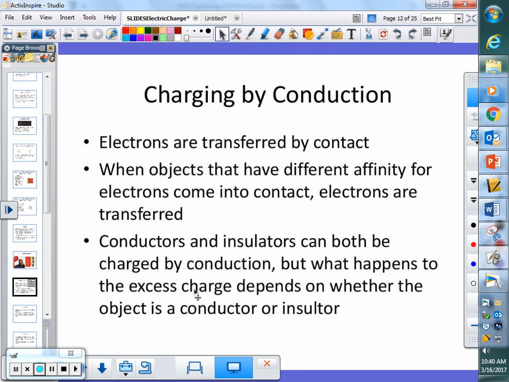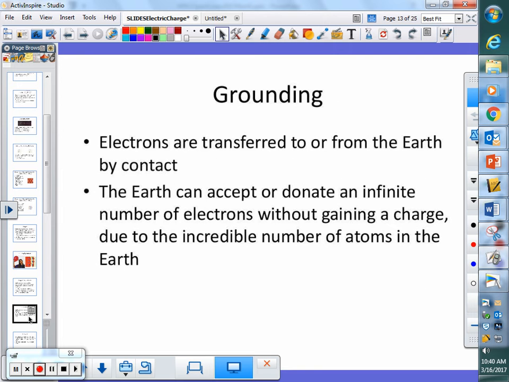Charging by conduction requires what? Straight contact, right? Where electrons are transferred through contact. Again, depending on what type of atoms we're talking about, that's going to determine which way the electrons flow. One specific type of charging by contact we talked about yesterday was grounding.